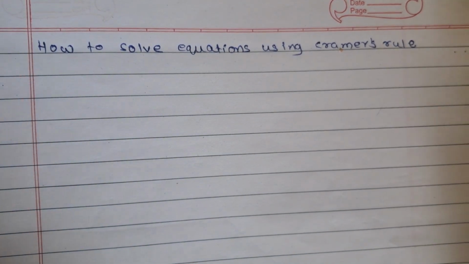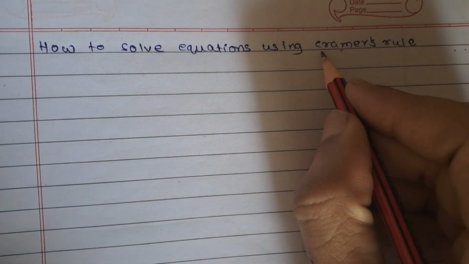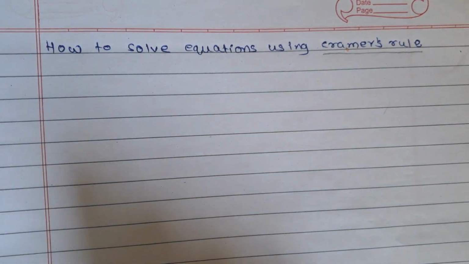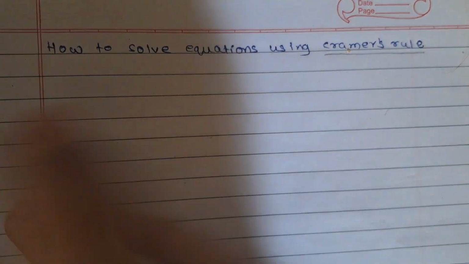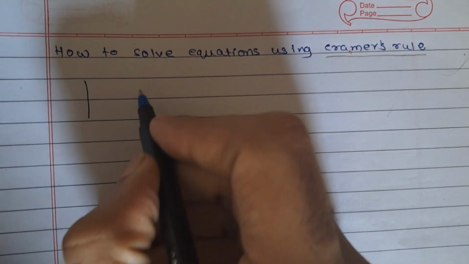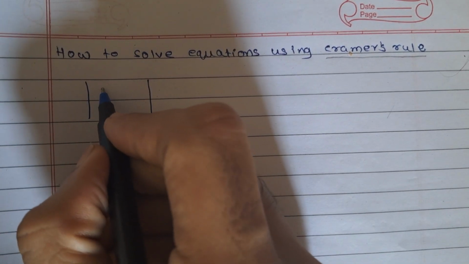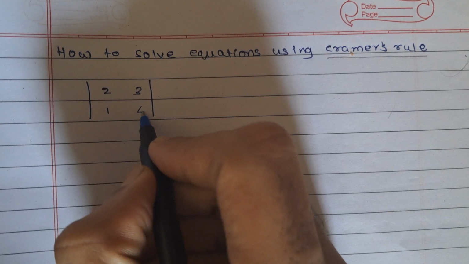So in this video, let's learn how to solve equations using Cramer's rule. At the very first place, to solve equations using Cramer's rule, you should be aware of a concept called determinant. So what do you mean by determinant? Let me just draw two bars like this, and let me put some numbers inside it, like 2, 3, 1, 4.